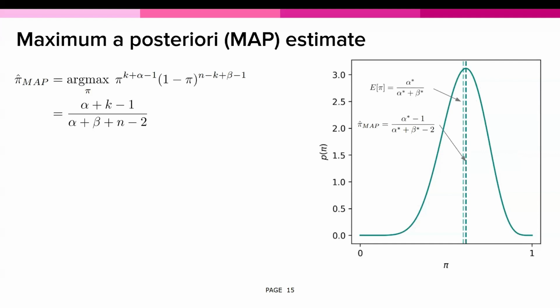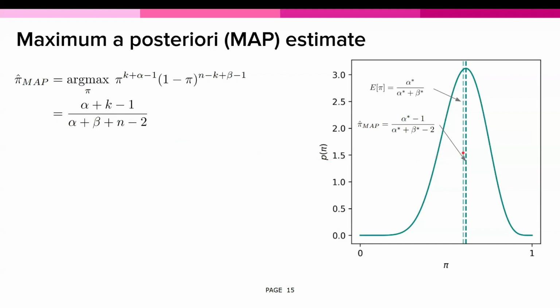This process is called maximum a posteriori, or the MAP estimate. It's the value of pi that maximizes the posterior distribution. In other words, it's the value of pi where the posterior is at its peak. So it's the most likely estimate of pi given the observed data and the prior. For the beta distribution, this peak is the mode of the distribution, and it's determined by the shape parameters alpha and beta.